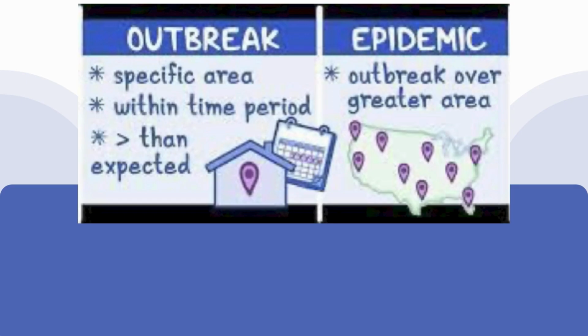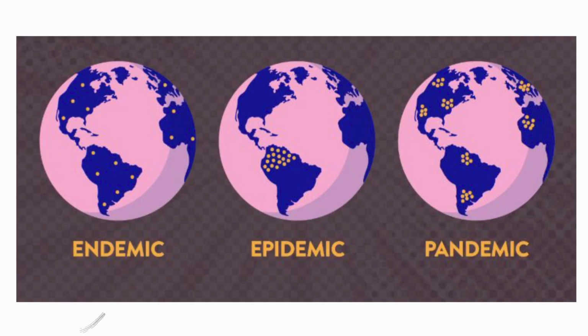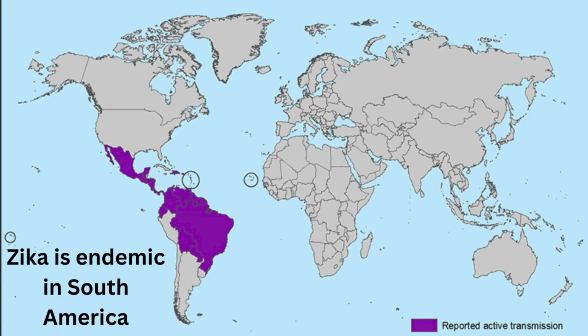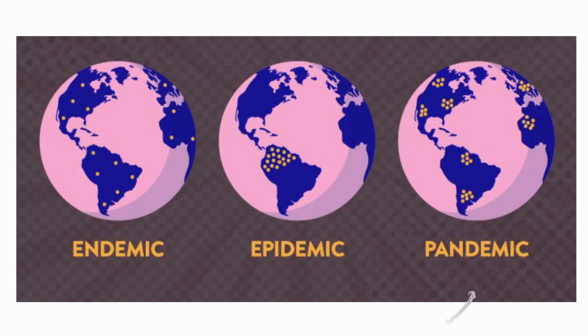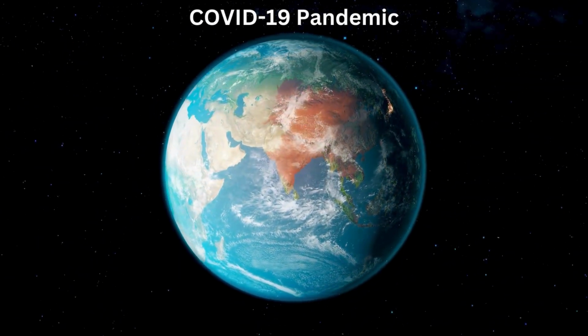An outbreak is a higher than usual number of cases in a given place within a given time period. Technically, the word outbreak and epidemic mean the same thing, but we usually use the word epidemic to describe an outbreak that has spread over a larger area. Related to epidemic are the words endemic and pandemic. An endemic disease is one that is usually present at some constant level or seasonal level in a specific place. For example, Zika is endemic in South America. A pandemic is an epidemic that has spread to many countries or continents. For example, COVID-19.